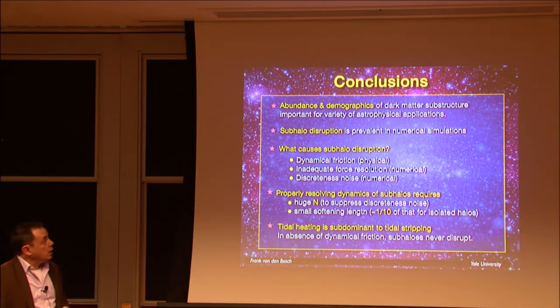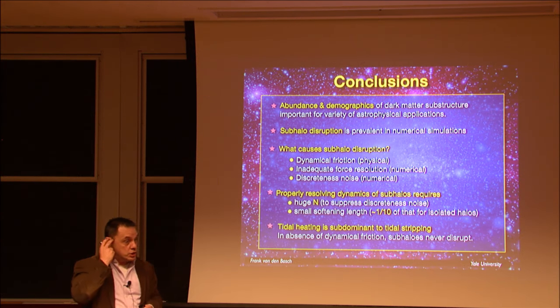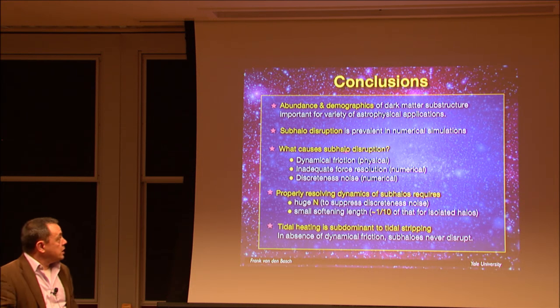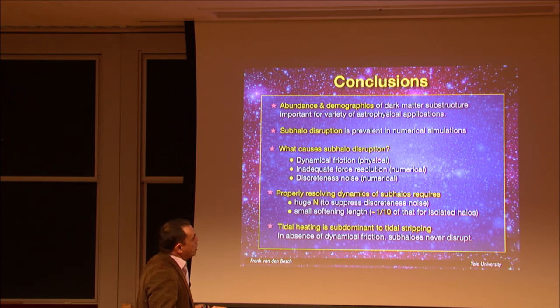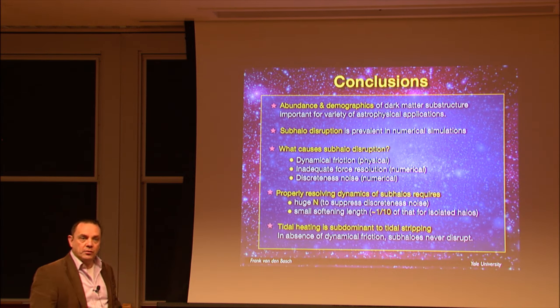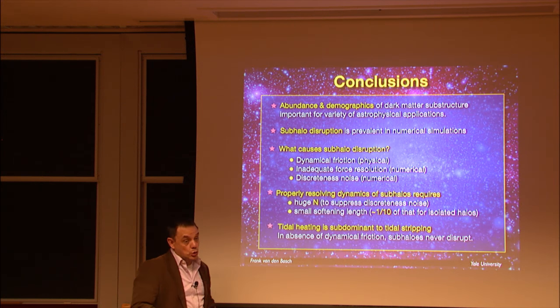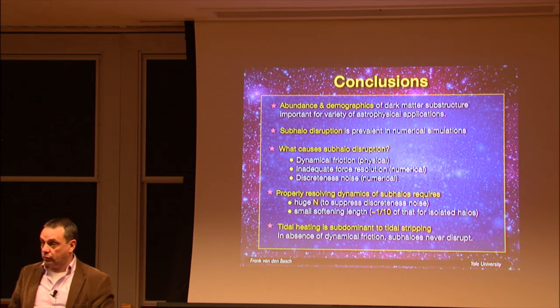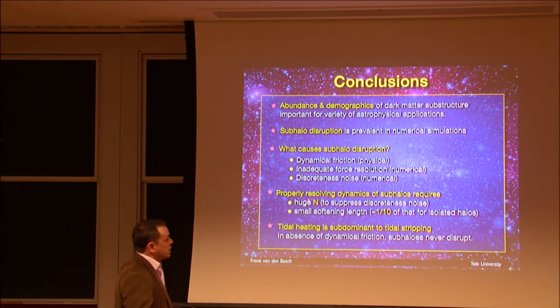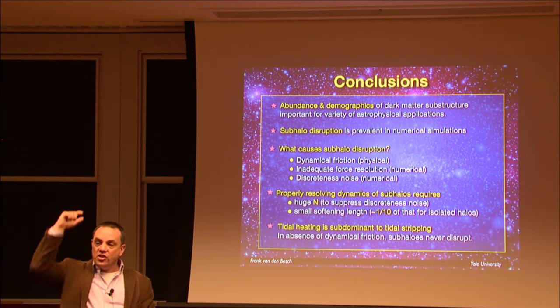So let me conclude. Abundance and demographics of dark matter substructure is important for a wide variety of astrophysical applications. In the current simulations, there is prevalent subhalo disruption, but what causes it? I think the only physical disruption that might be there is dynamical friction, but anything else, I'm pretty convinced now, is just numerical, partly due to inadequate force resolution, your softening being too large, and discreteness noise that gets amplified in the presence of a tidal field. The only way to get around that is much, much larger N, so don't use subhalos with 1,000 particles, but 10 to the 7 particles.